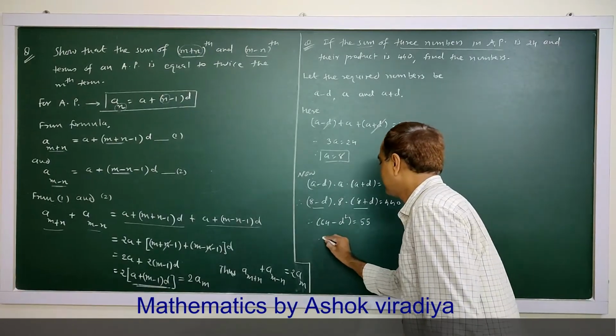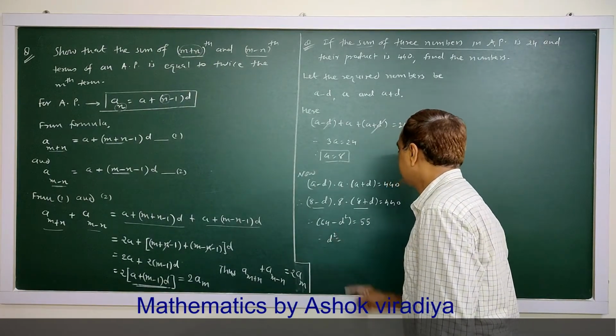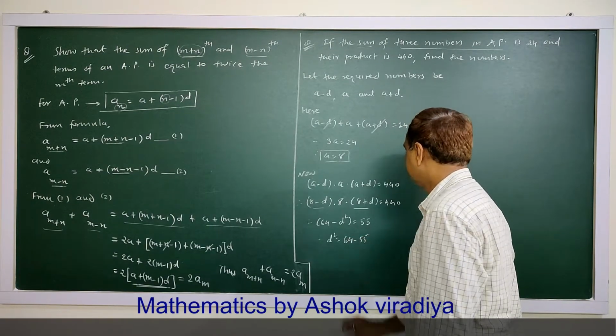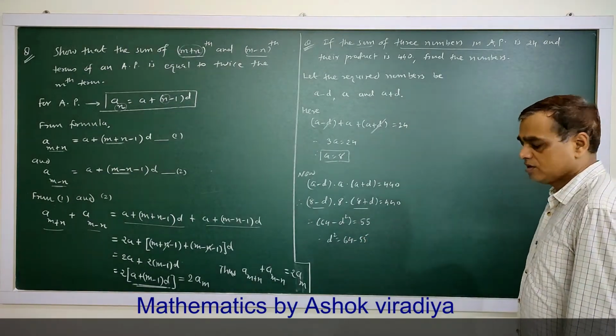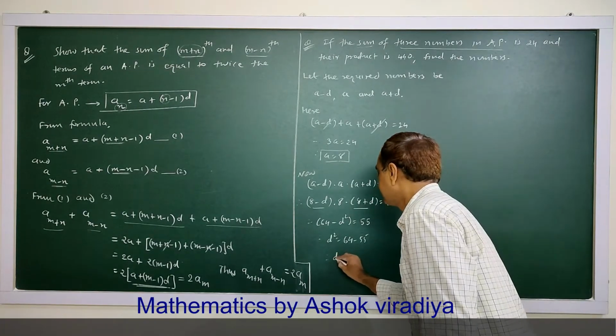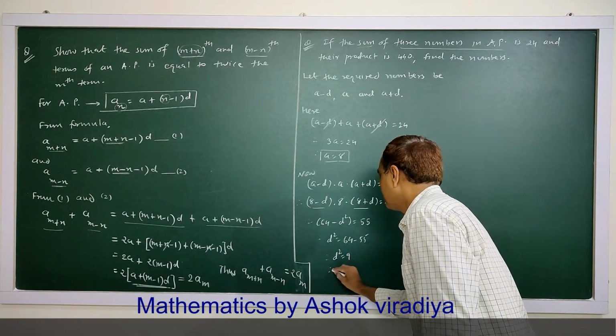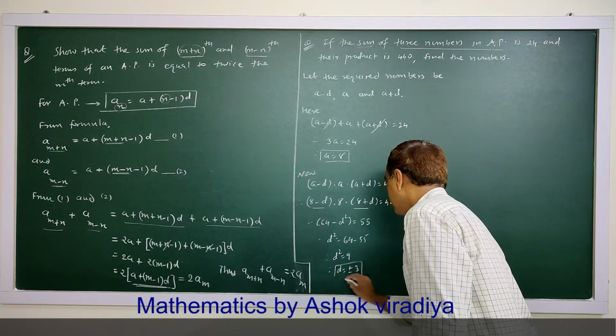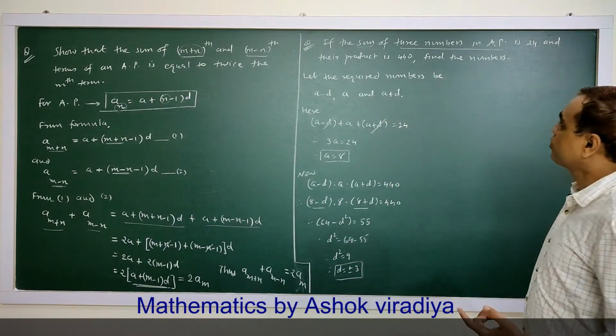So d square is equal to 64 minus 55. So d square is 9. D square is 9, so d is plus or minus 3. There are two possible values of d.